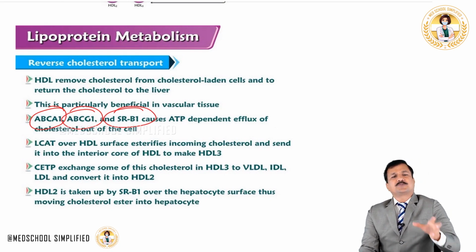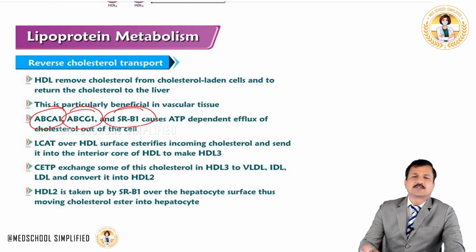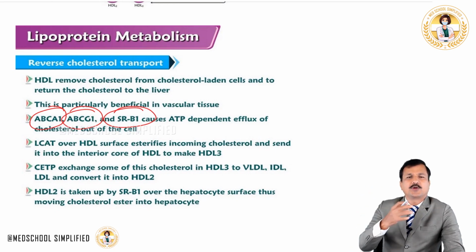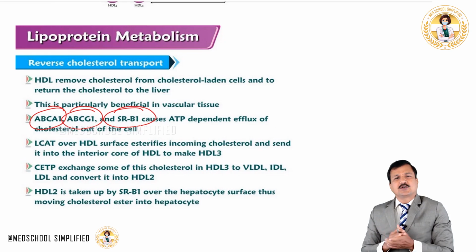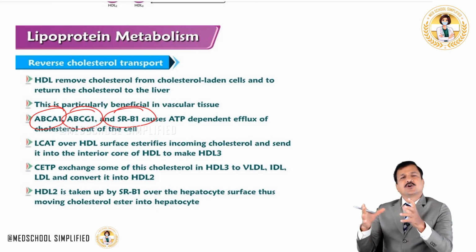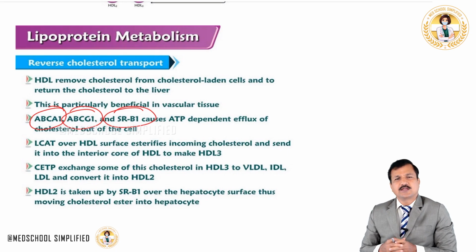Now the LCAT, which is present over the surface of the HDL, is going to take this cholesterol, convert that into cholesterol ester and put it into the interior core of the HDL, and that's how HDL3 is made. Now since HDL3 is rich in cholesterol ester, the cholesterol ester transfer protein that we have seen in VLDL metabolism is going to exchange this cholesterol ester in the HDL3 for triacylglycerol with VLDL, IDL and LDL molecules, thereby HDL3 is converted to HDL2.